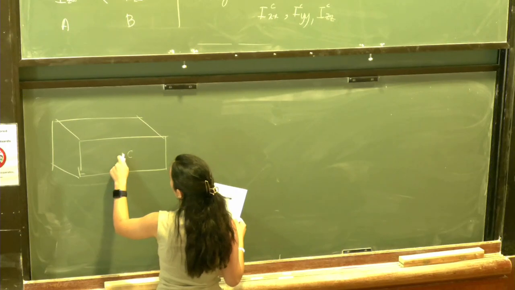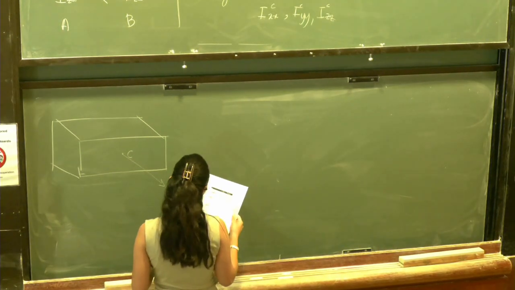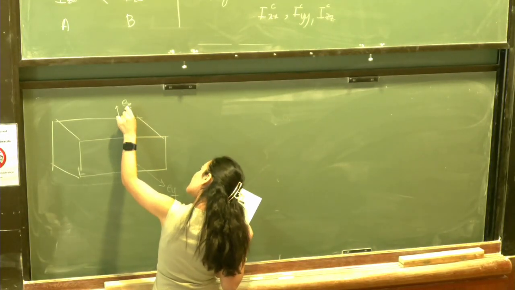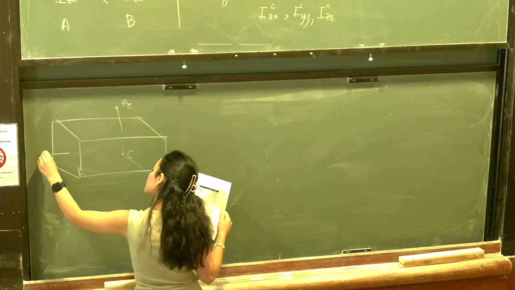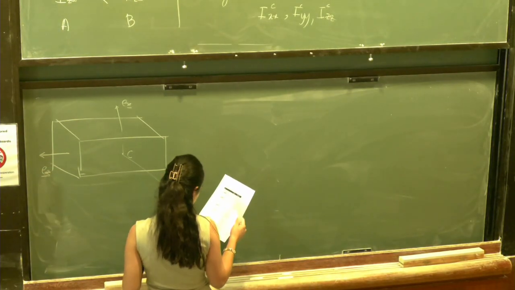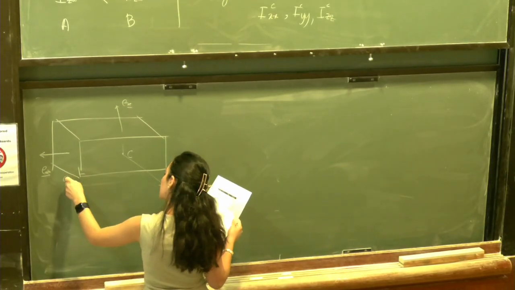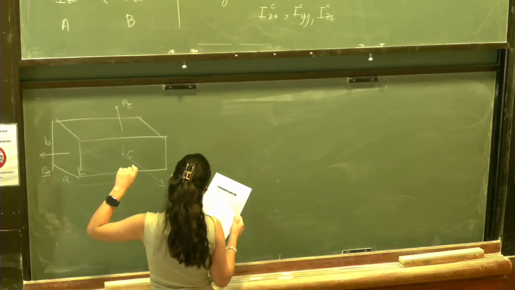Okay, we have the y-axis like this, EY. They have the x-axis like that, EX and EZ. And we have the dimensions A, B, and L.